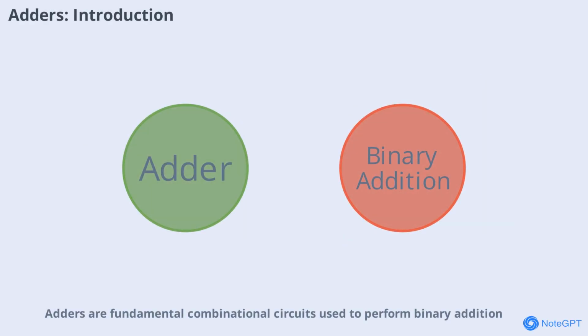Adders are fundamental combinational circuits used to perform binary addition. They're found in everything from simple calculators to advanced processors. There are two main types, half adders and full adders. Each type plays a unique role in digital arithmetic, enabling computers to perform calculations quickly and accurately.